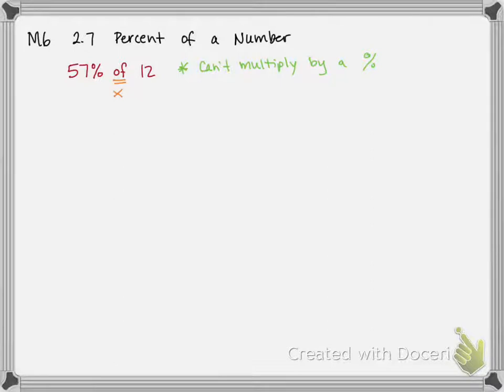So we're either going to change the percent to a decimal, okay, which is probably the fastest thing. Remember, we just move the decimal left twice. Okay, that's all it takes, and then you just multiply, right?